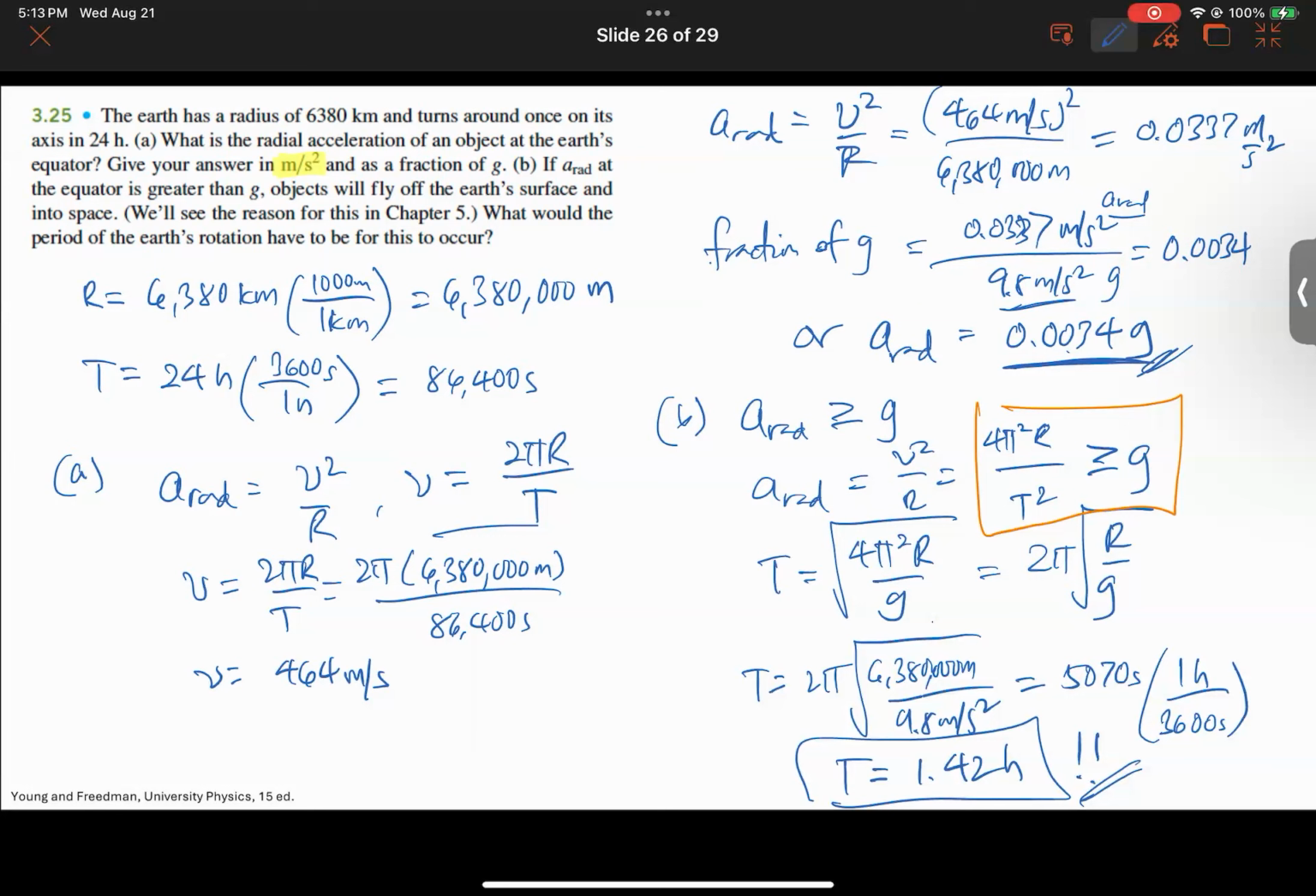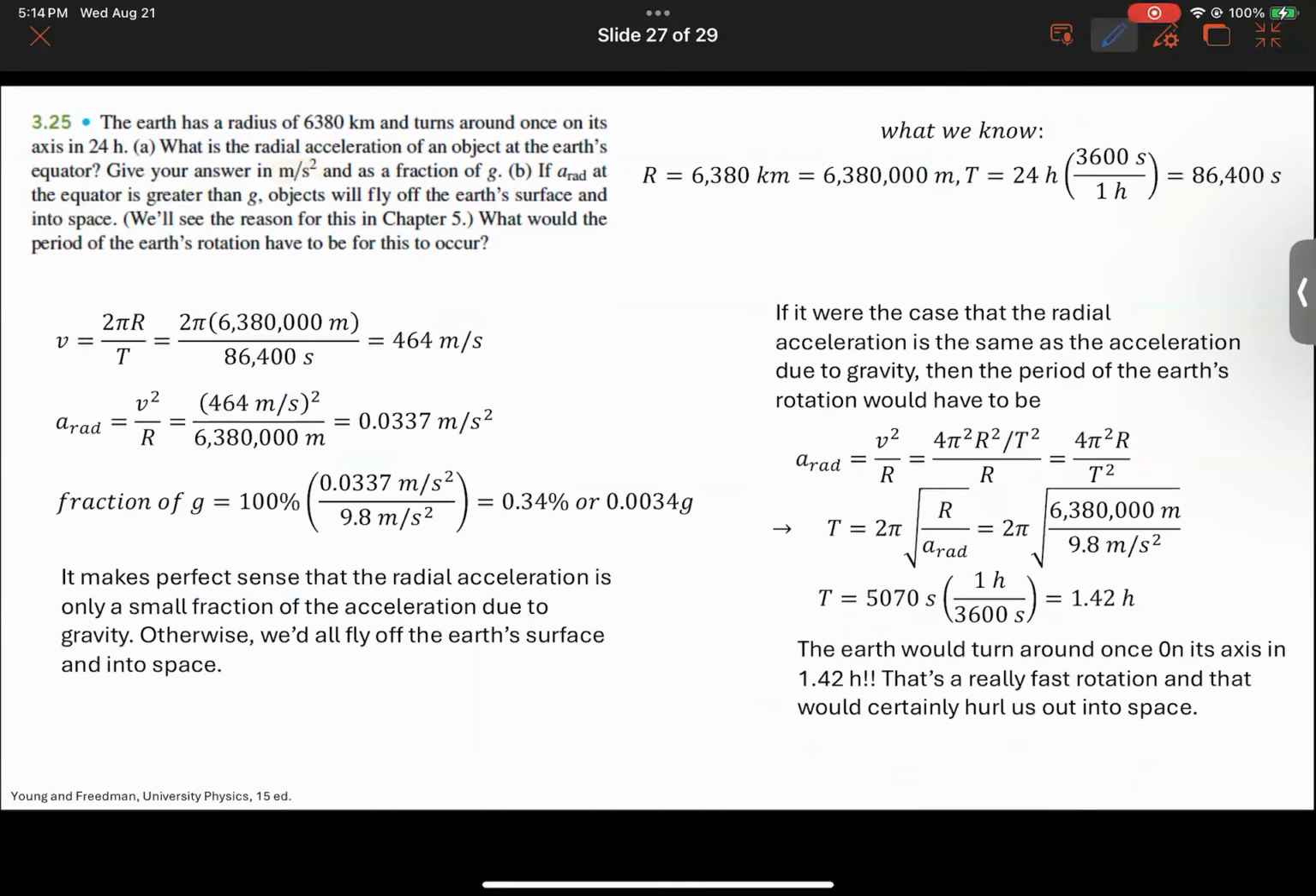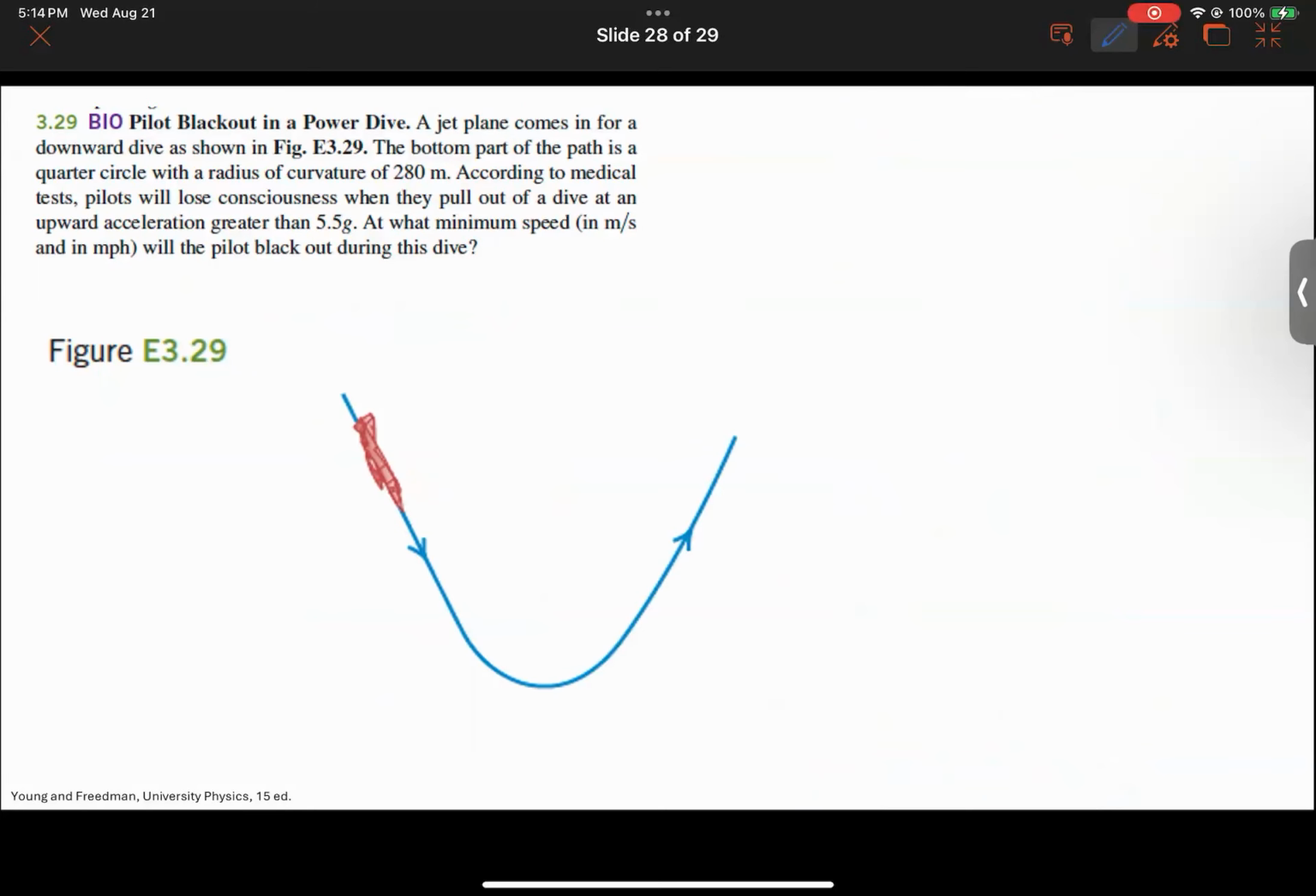Okay? So, that's it for, oh, sorry, may isa pa palang example. Okay, last example. Pilot blackout in a power dive. So we have a jet plane that comes in for a downward dive as shown in the figure. The bottom part of the path is a quarter circle, okay, with radius of curvature 280 meters.